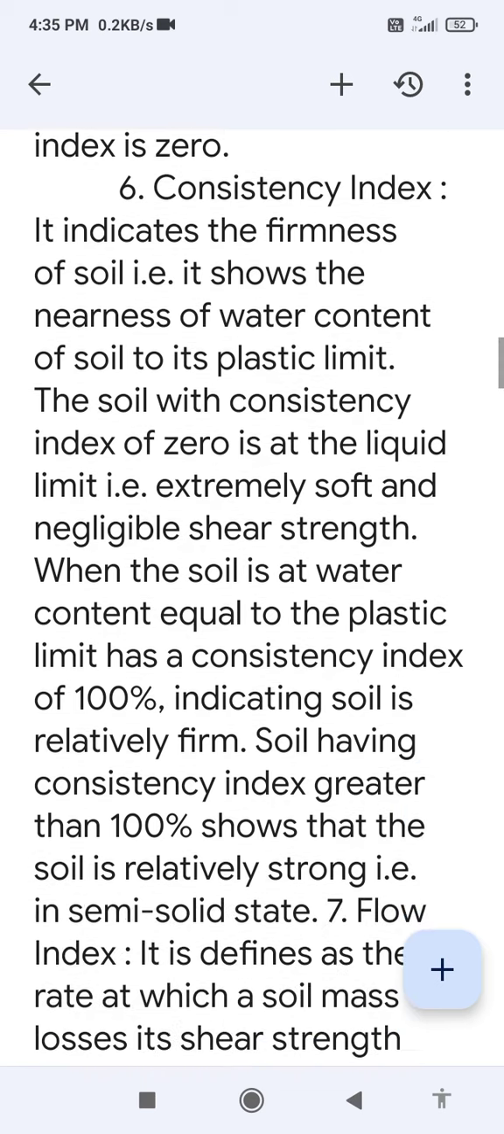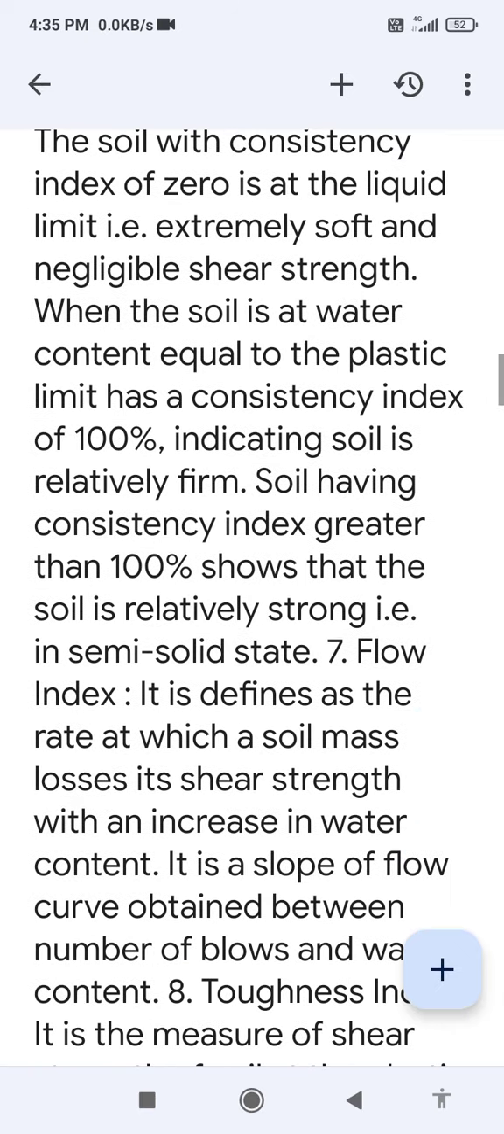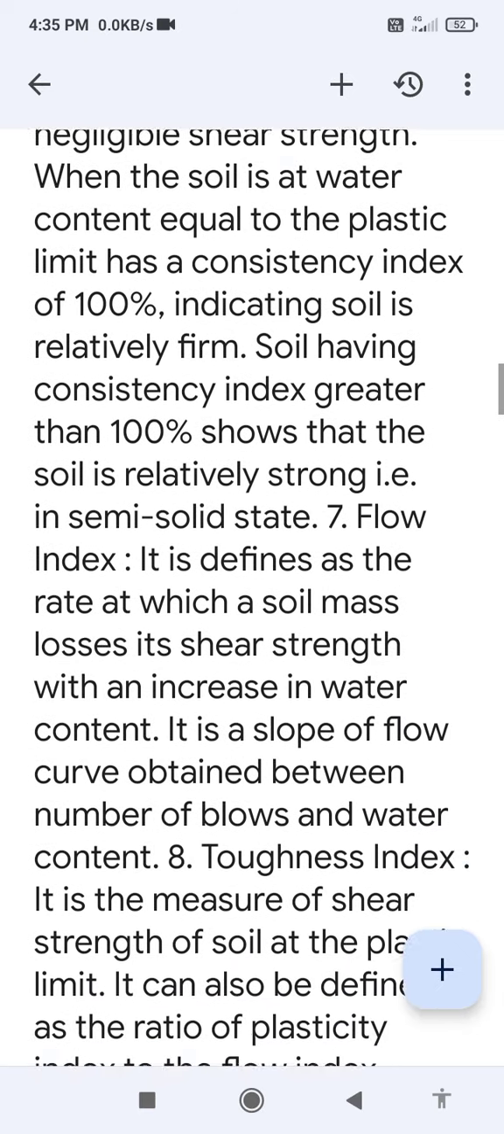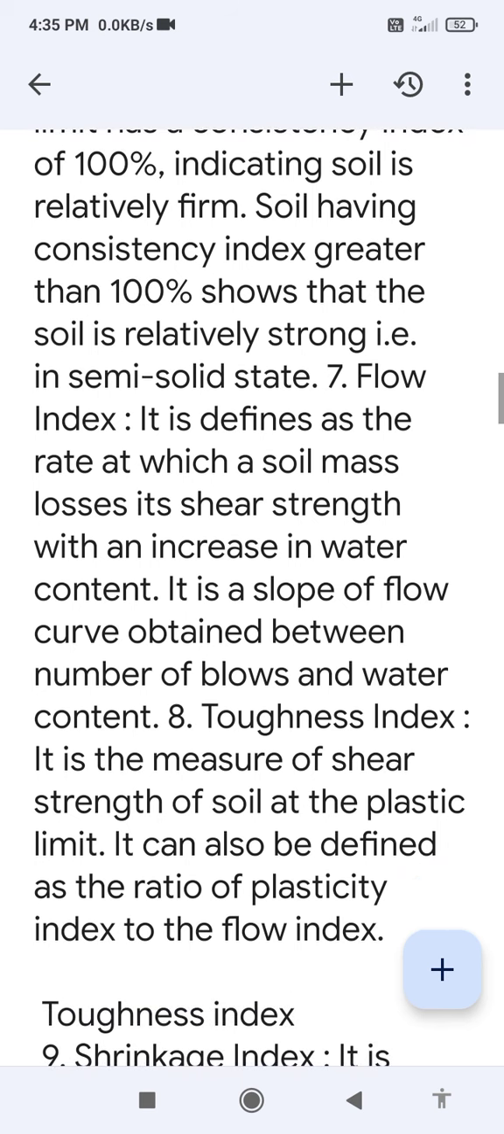6. Consistency index. It indicates the firmness of soil, i.e. it shows the nearness of water content of soil to its plastic limit. The soil with consistency index of 0 is at the liquid limit, i.e. extremely soft with negligible shear strength. When the soil is at water content equal to the plastic limit, it has a consistency index of 100%, indicating soil is relatively firm. Soil having consistency index greater than 100% is relatively strong, i.e. in semi-solid state.